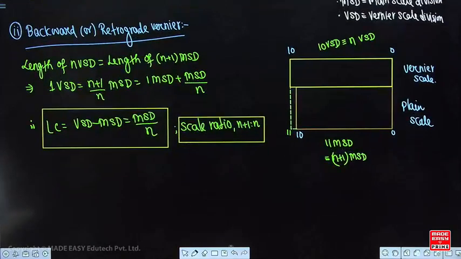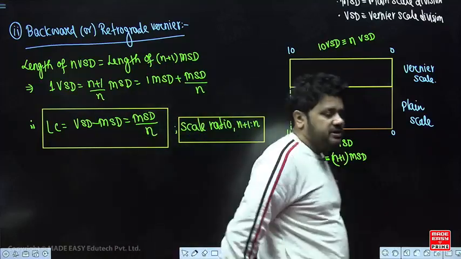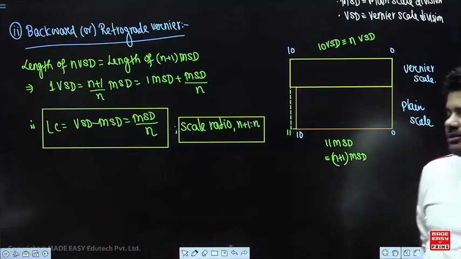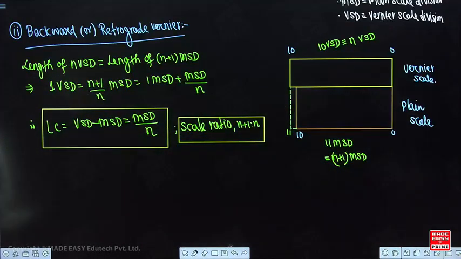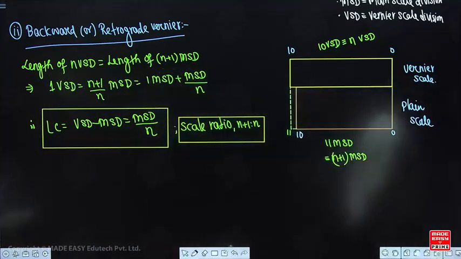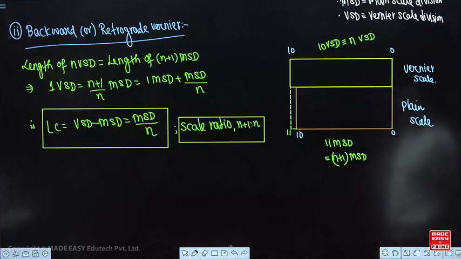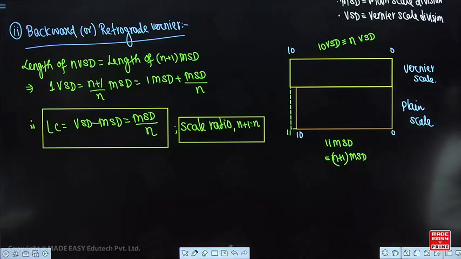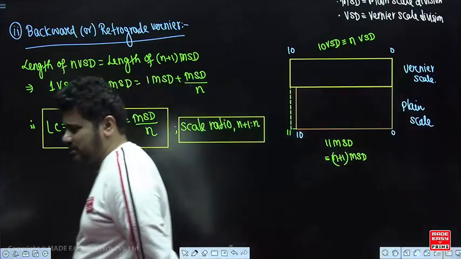Correct. So these are the two types of vernier. See, what we are learning is from the objective point of view, because we don't have to construct it on the drawing sheet, right? Because we are not in the college, where we can understand more in depth. So we are only learning what they are going to ask in the examination, in a crisp way, the factual points. So in the examination they will ask you what is the least count of the backward or retrograde vernier, or what is the scale ratio of retrograde or backward vernier. So this type of question they will ask you.